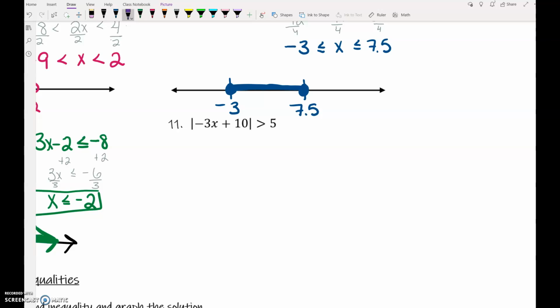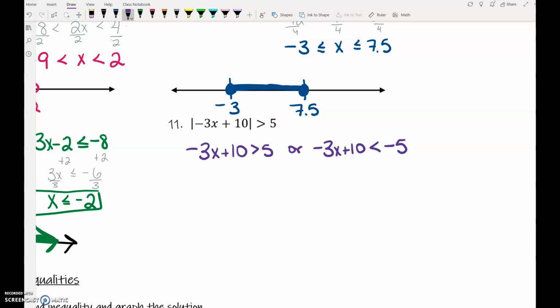The first thing we need to do in number 11 is write the two inequalities. It's a greater than, so we need to write an or inequality. The first one, don't change anything. Negative 3x plus 10 is greater than 5. The other inequality, keep the left side the same. Flip the symbol to less than. Take the opposite of 5.